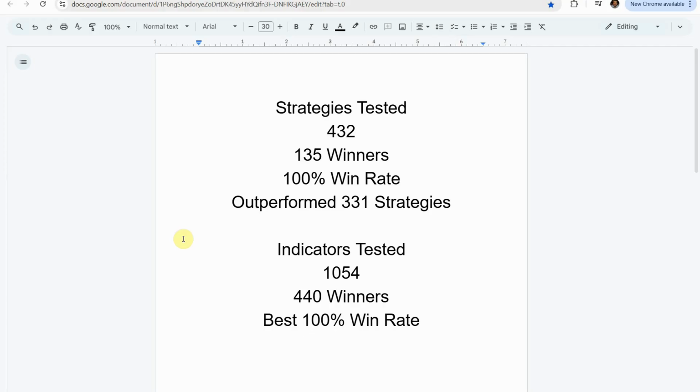Alright, as I said, today we will be testing a crypto day trading strategy. Before we do though, I wanted to put the testing scoreboard up for everyone to see.